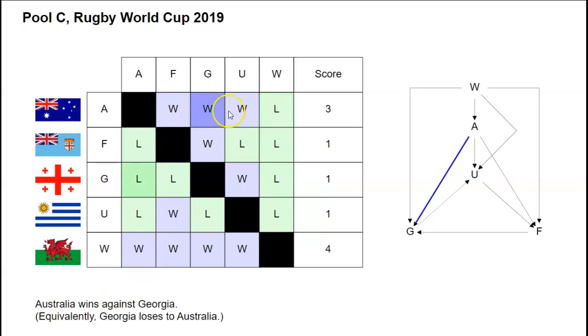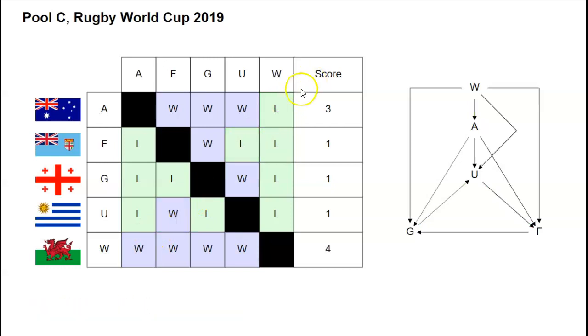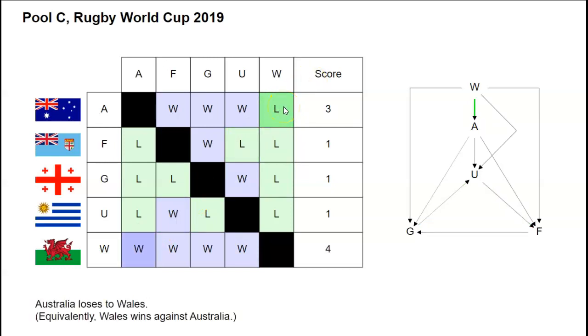Okay, so in this table here, we have nothing on the diagonal because teams don't play themselves. And every time we have a W above the diagonal, we have an L in the corresponding position below the diagonal. Every time we have an L above the diagonal, we have a W in the corresponding position below the diagonal, because here Australia losing against Wales is the same as Wales winning against Australia.